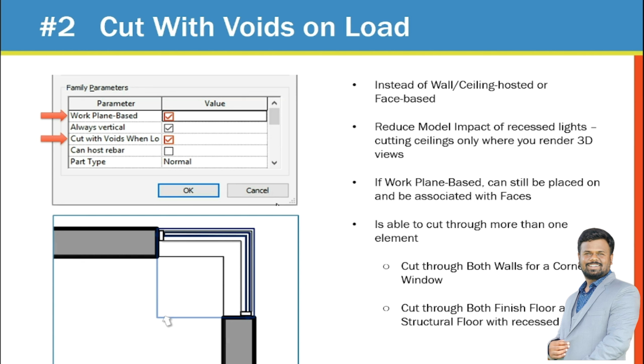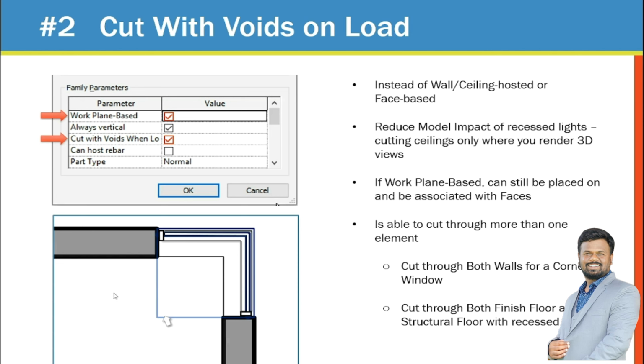And what made me think of this one is all of the recessed lights we have in a building. We could have thousands and thousands of them, and every single instance is cutting a hole in a ceiling. And it's just a bunch of additional geometry that isn't really necessary in a building. You may only want to cut the ceilings in those handful of places where you're doing 3D renderings. So I wanted to make a ceiling light that can do this.